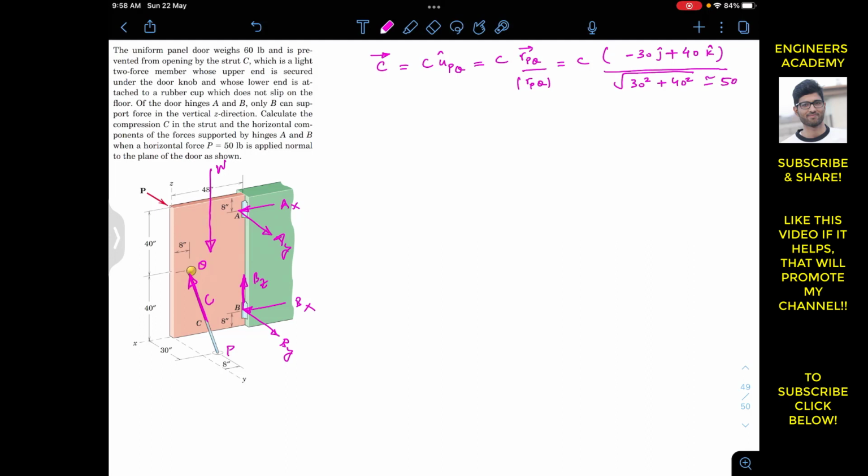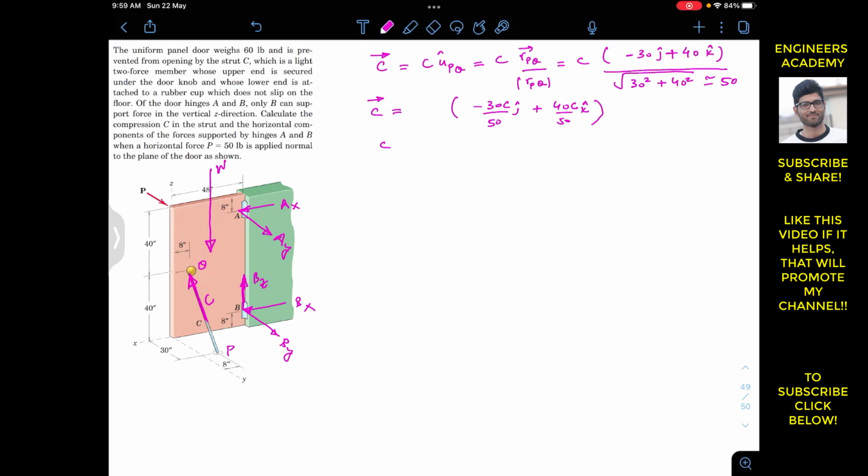So now we can write the Cartesian vector representation of the compression in the strut C. It is C times minus 30 divided by 50 J plus 40 divided by 50 K, and we can multiply the C inside. Now we can simplify this.